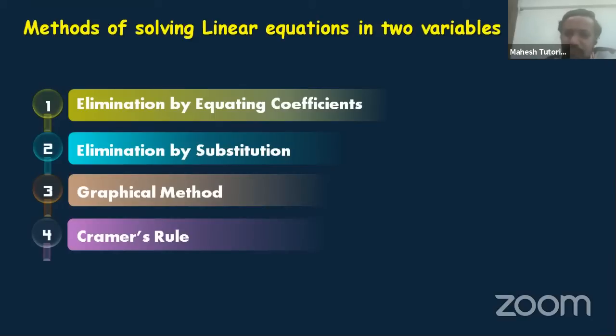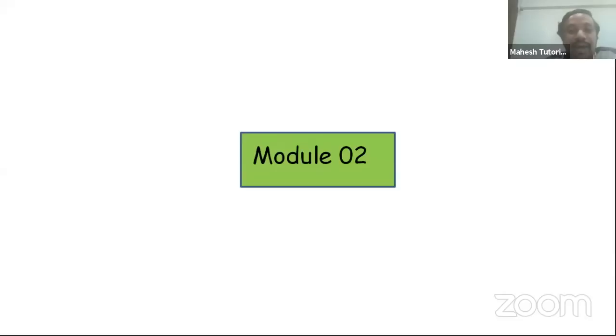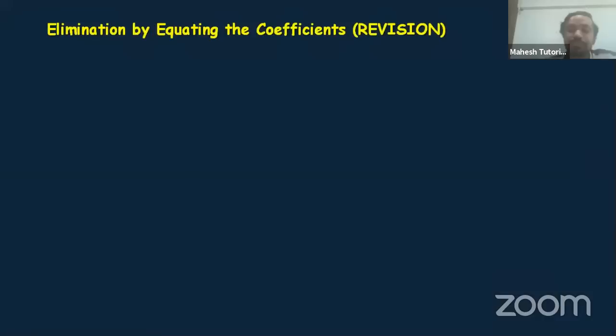Now, students, out of these four methods, the first two methods, that is elimination by equating coefficients and elimination by substitution, we have already learned in our 9th standard. So in 10th standard we are going to learn the remaining two methods, that is graphical method and Cramer's rule. But before we move towards the graphical method, students, we'll quickly revise the first two methods which we learned in our 9th standard, and then we'll proceed towards the graphical method. So let us start with elimination by equating the coefficients.